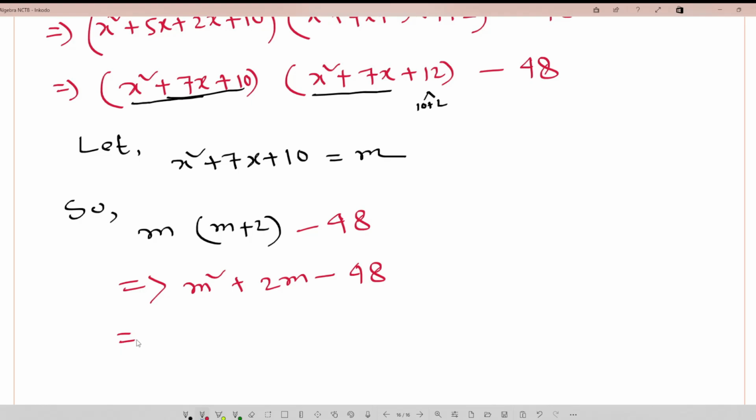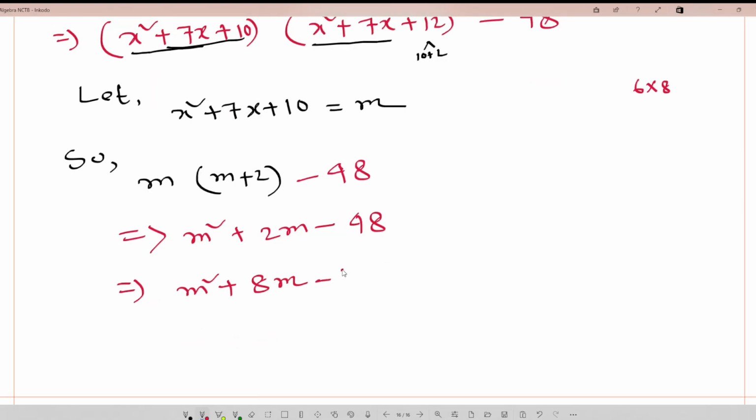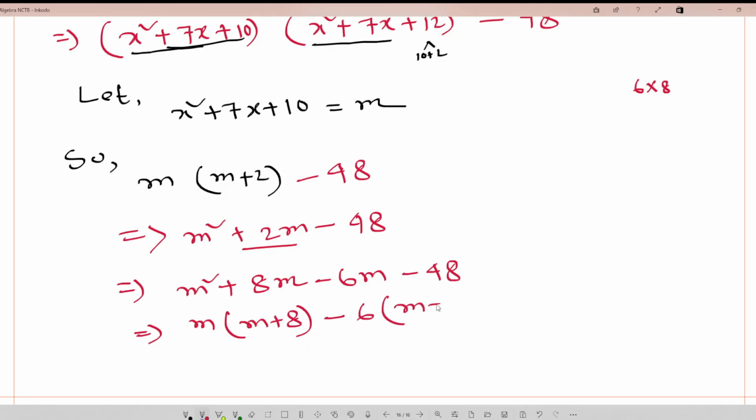Now look, 48 means 6 times 8 is 48, and 8 minus 6 is 2. So m square plus 8m minus 6m minus 48. So 8m minus 6m means plus 2m. So we can take common m. So here is m plus 8, minus common 6, minus 6. So again m plus 8. So here is m plus 8 times m minus 6.